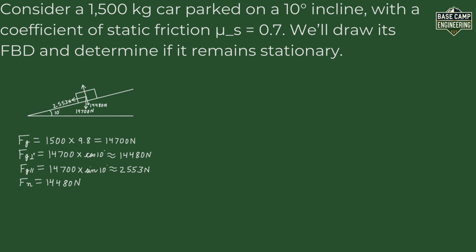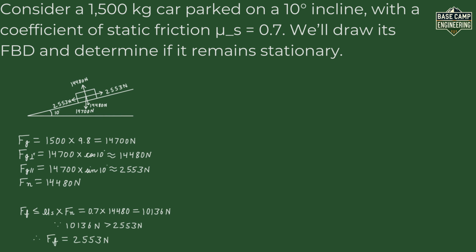to the incline. Static friction opposes the parallel gravity component, so F friction is less than or equal to mu s multiplied by F normal, which equals 10,136 newtons. Since 10,136 newtons is greater than 2,553 newtons, friction can fully oppose the 2,553 newtons, keeping the car stationary.